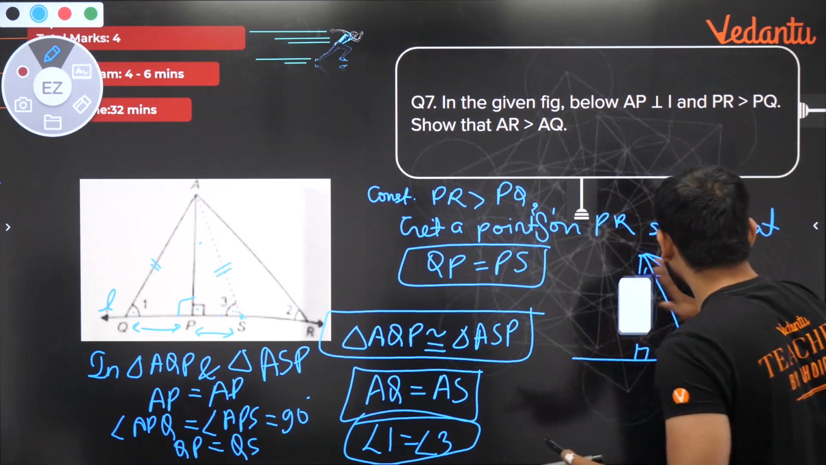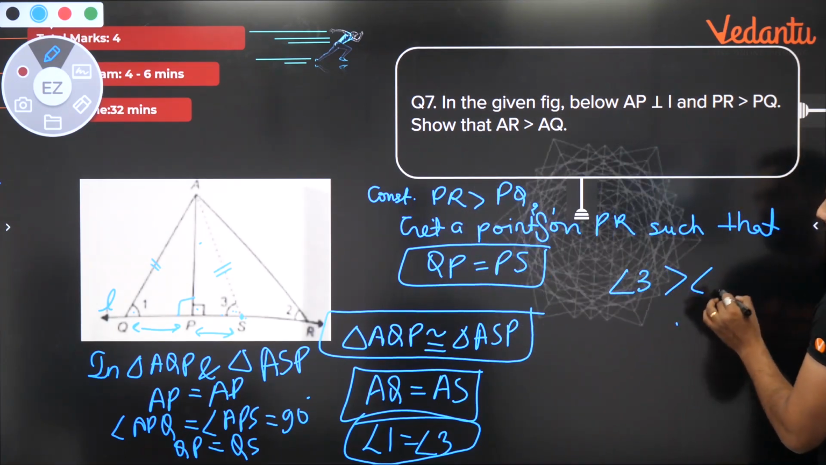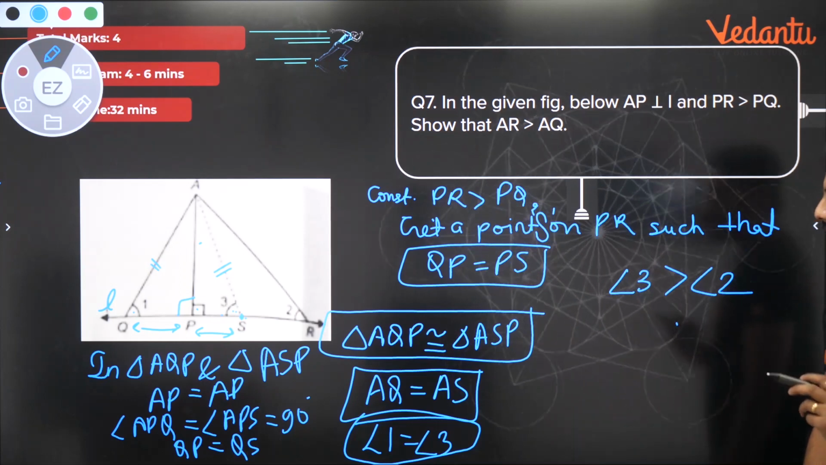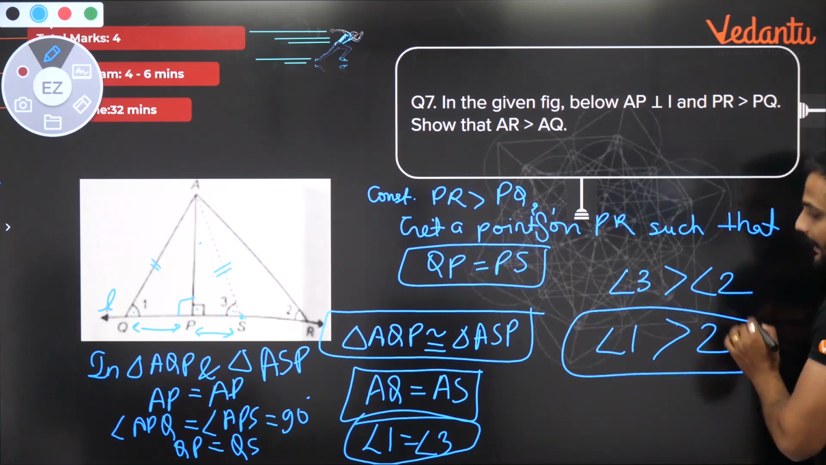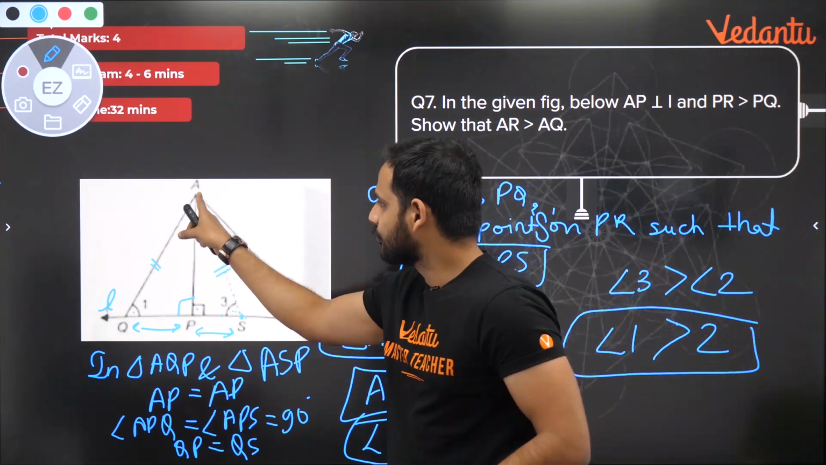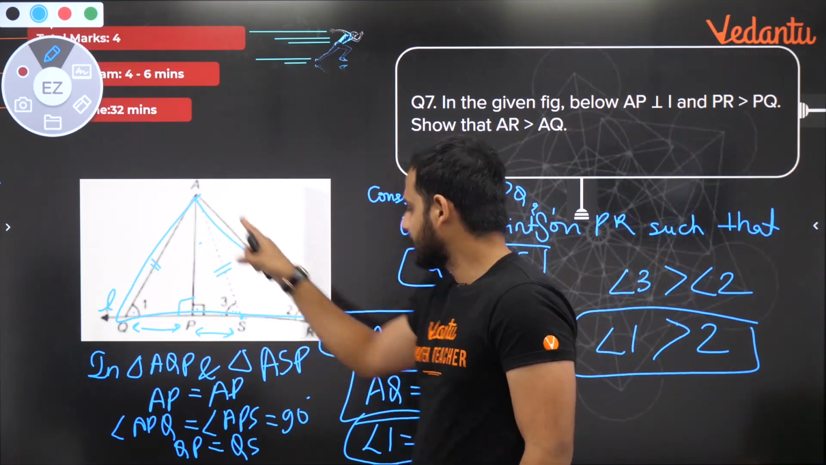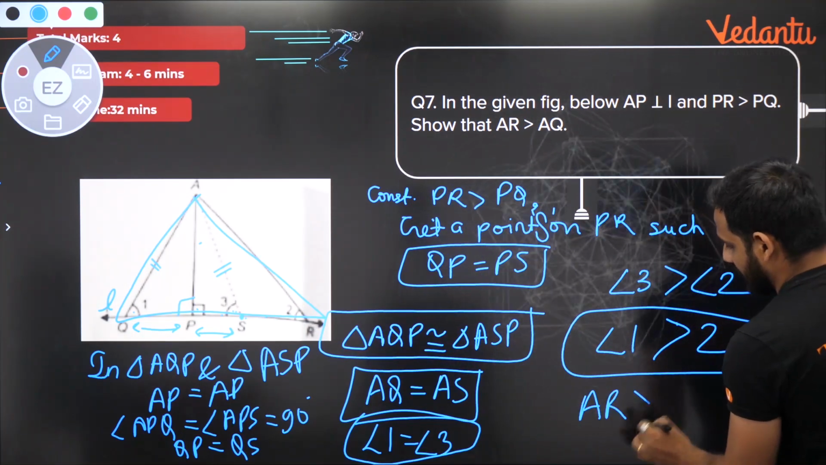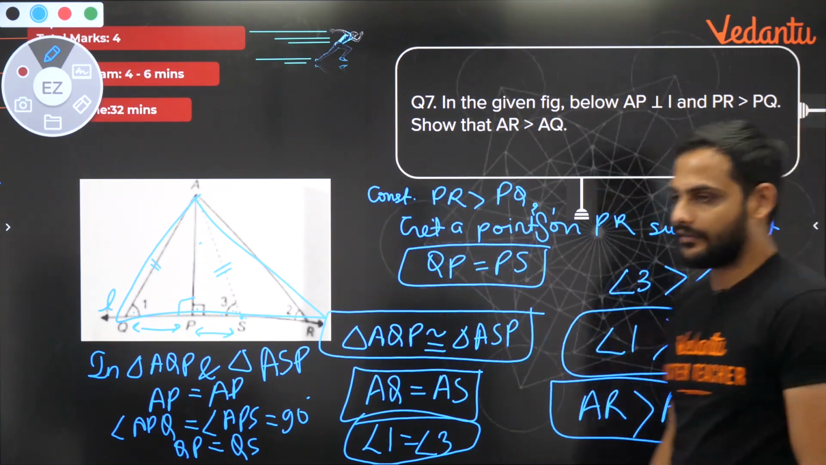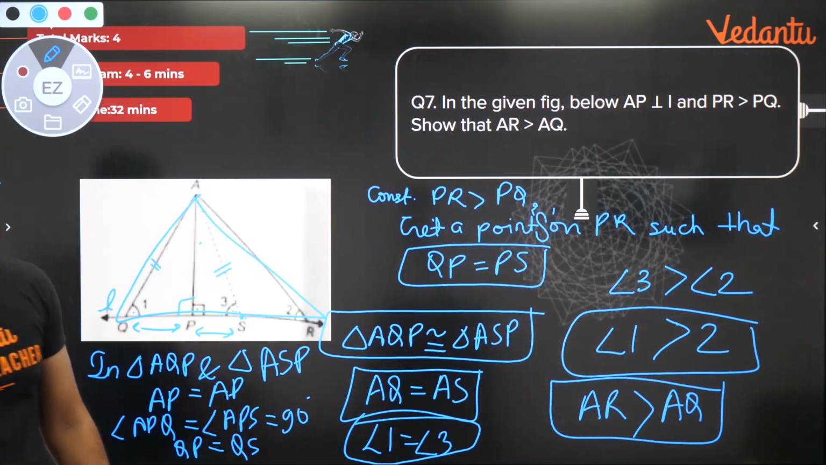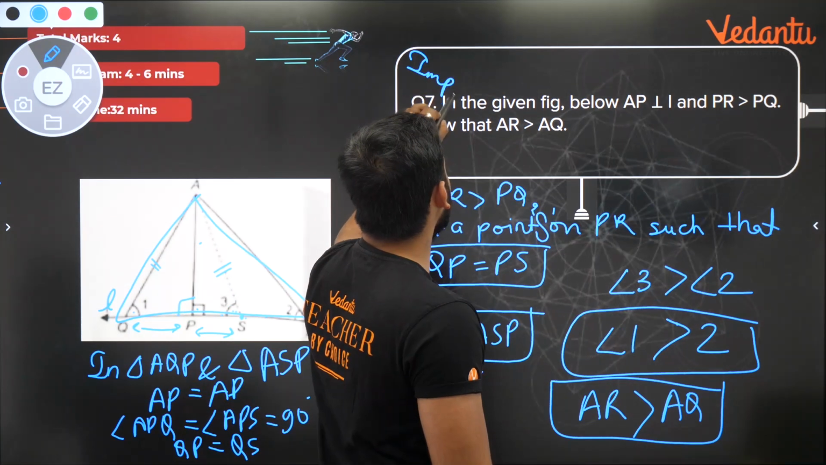So now I can say by the rules of geometry that angle 3 is greater than angle 2. If angle 3 is greater than angle 2 and we know angle 1 and angle 3 are equal, I can say angle 1 is also greater than angle 2. Now look at the bigger picture. Opposite to angle 1 we have AR and opposite to angle 2 we have AQ. So I can say AR is greater than AQ. Okay, so by this we can easily solve this problem. This is one more important question from triangular inequalities.